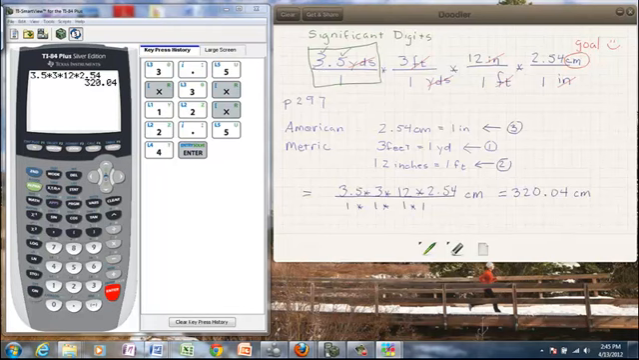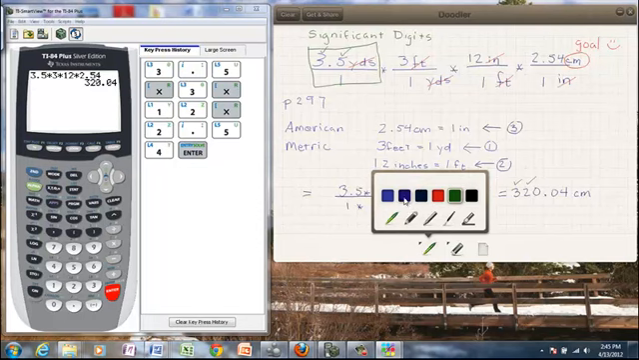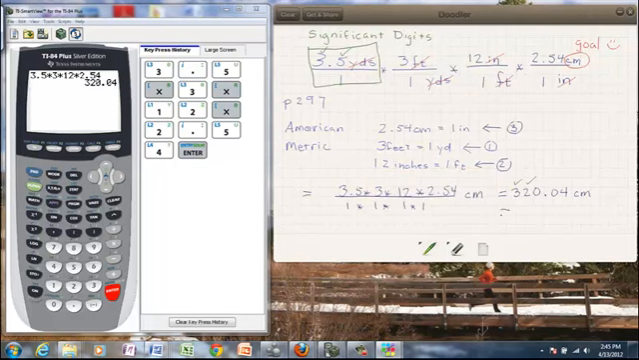There's a rule in math that says if you start out with 2 significant digits, you can't get more significant by doing all this arithmetic. So this number should have 2 significant digits. So let's round our number off. Now that's 320.04, so we want our answer to be 320, not 32 centimeters.